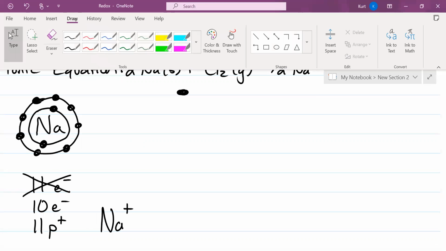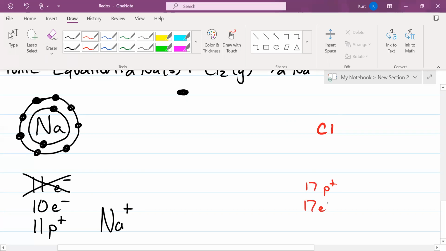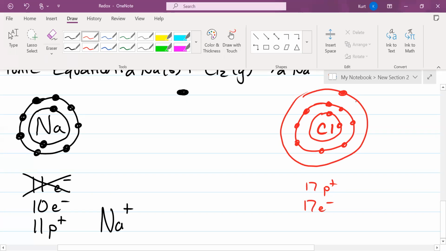Let's take a look over at chlorine, the other half of sodium chloride. What is the atomic number of chlorine? 17. So if it's 17 protons, how many electrons is it? 17. Okay, let's draw it out. How many electrons go on the first shell? 2. How many on the second shell? 1, 2, 3, 4, 5, 6, 7, 8. How many are we up to? We're up to 10. So how many will go on the third level? 7. 1, 2, 3, 4, 5, 6, 7.